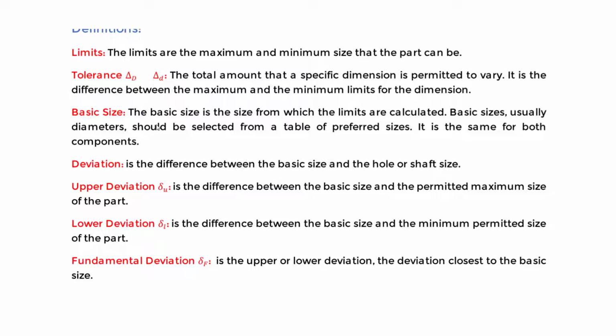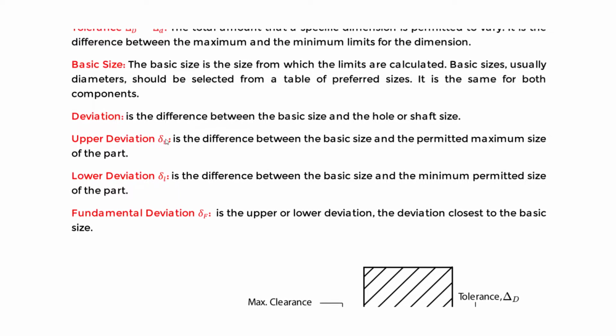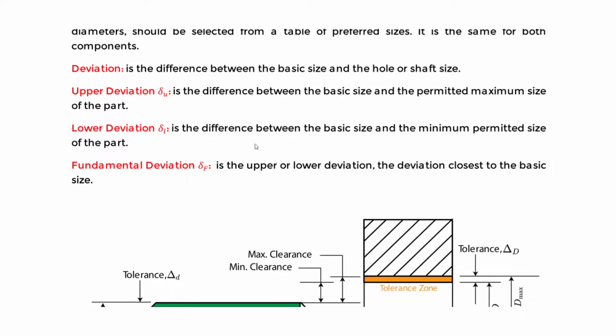And typically what we always do is take the basic size of the maximum hole diameter, which we will see in our example. Then we have the deviations, the difference between the basic size and the hole or shaft size. Upper deviation is the difference between the basic size and the permitted maximum size of the part. Lower deviation is the difference between the basic size and the minimum permitted size of the part. And the fundamental deviation is the upper or lower deviation that's closest to the basic size, right?